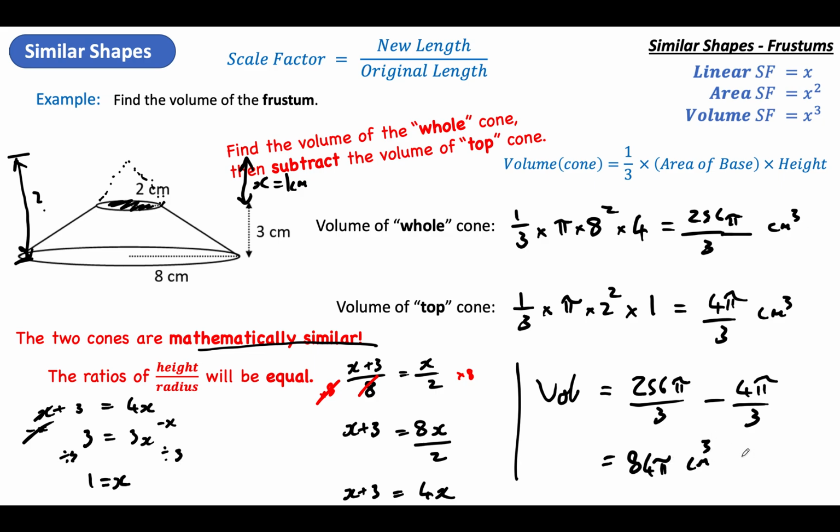That's amazing. So 84 pi centimeters cubed, or if you've turned it into a decimal, 263.9 centimeters cubed. Either of those are correct, but the first one's more accurate.